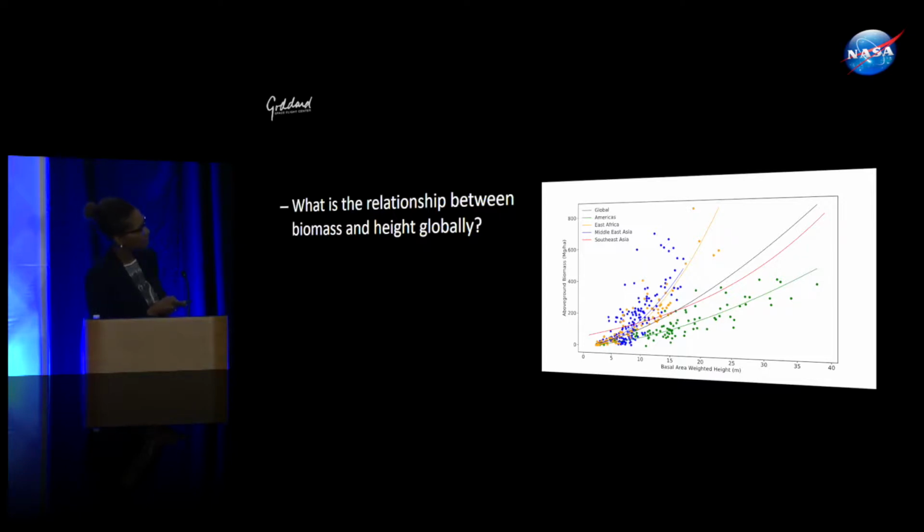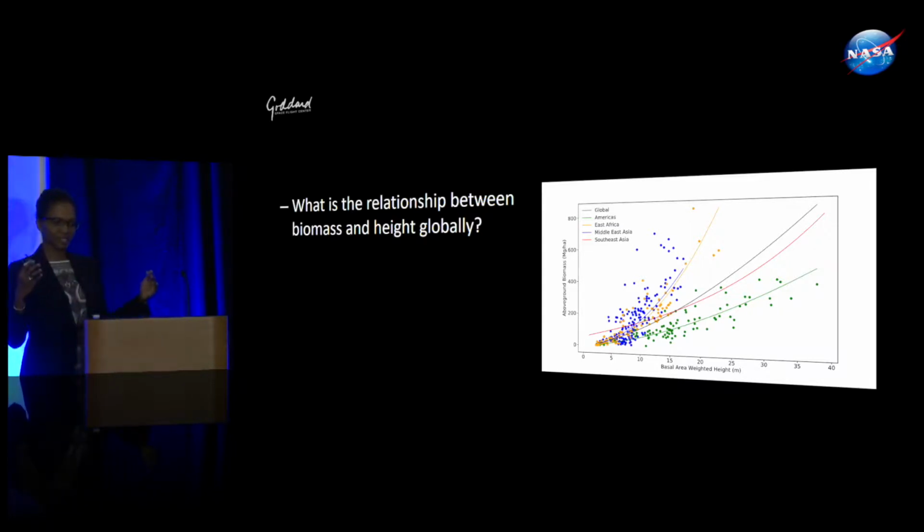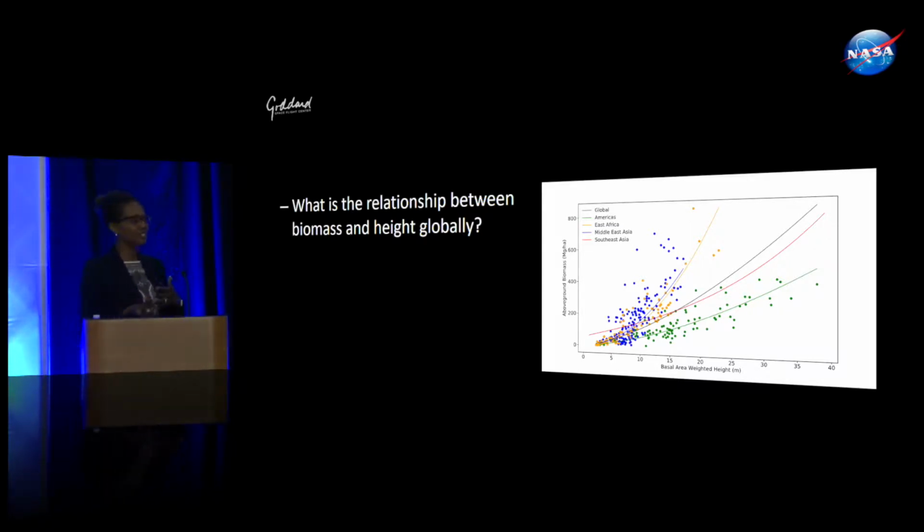So we have one for the Americas here in green, versus East Asia, the Middle East, and then Southeast Asia. And what you're seeing here is that the slope of the Americas plot is very different from the plot for East Asia and East Africa. And this tells us essentially that the stocking density for these areas is very different. So even though you have the same canopy height, because you have more trees in East Africa and East Asia, you'll have a much higher biomass.